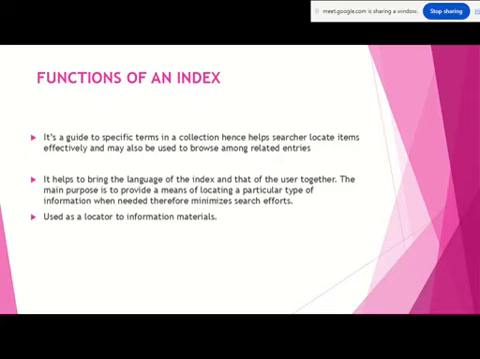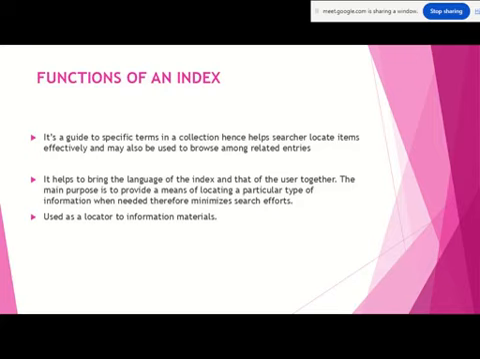And we looked at some of the functions of an index. Briefly, could someone remind us of the functions that we talked about? Function number 1. Yes, Madam Purity. It helps to bring the language of the index and that of the user together. Thank you. Function number 2. It acts as a locator. Thank you, Joanne. Index acts as a locator to information materials.